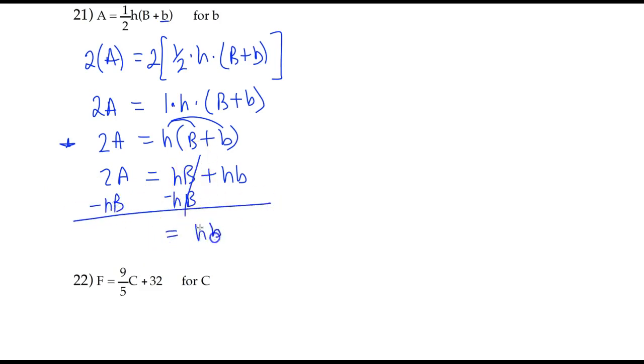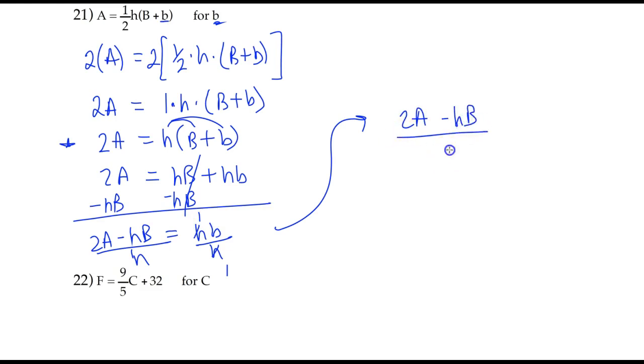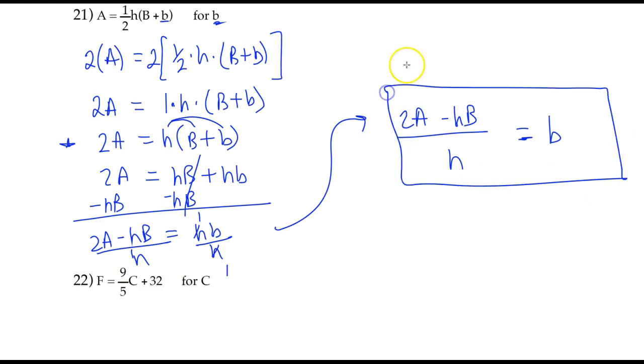That cancels. And these are unlike terms, so that's just 2a minus hb. And to get b by itself, I would have to divide both sides by h. And those h's would reduce to 1. And what I would have is 2a minus hb all over h, which is equal to b. And so this is what I think is the easiest way to get this result.